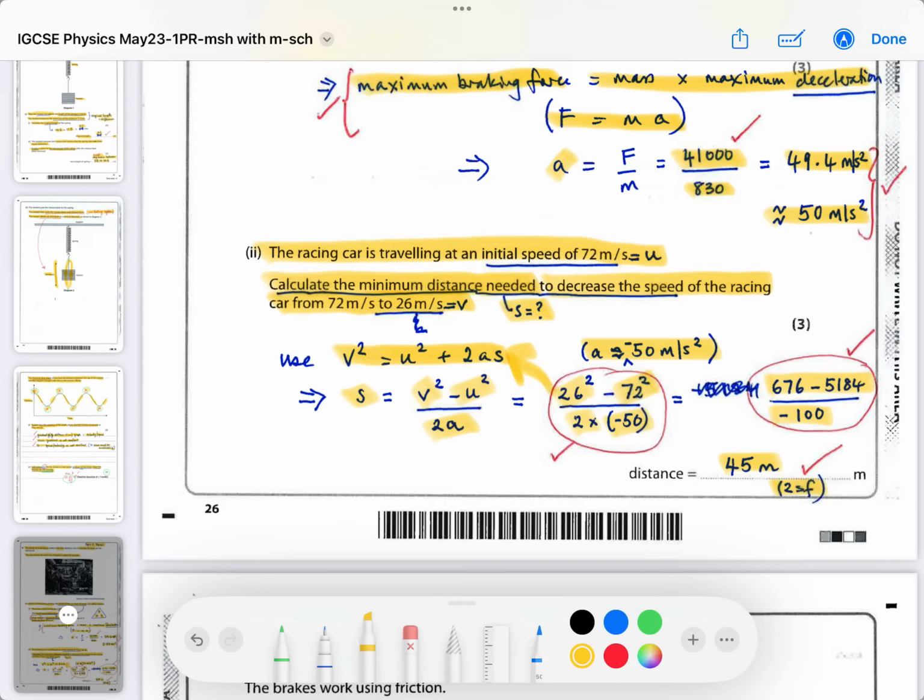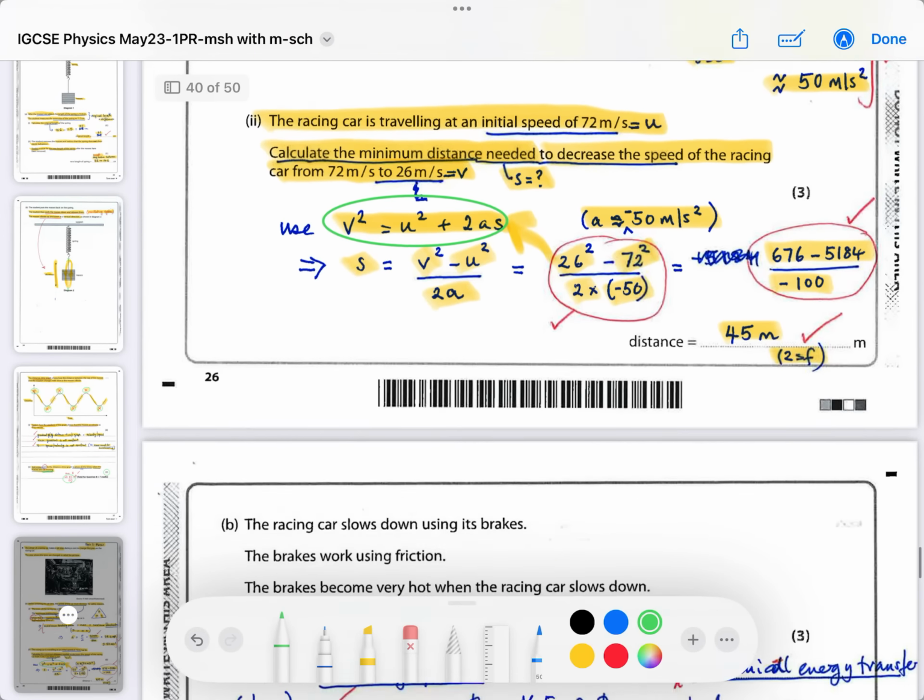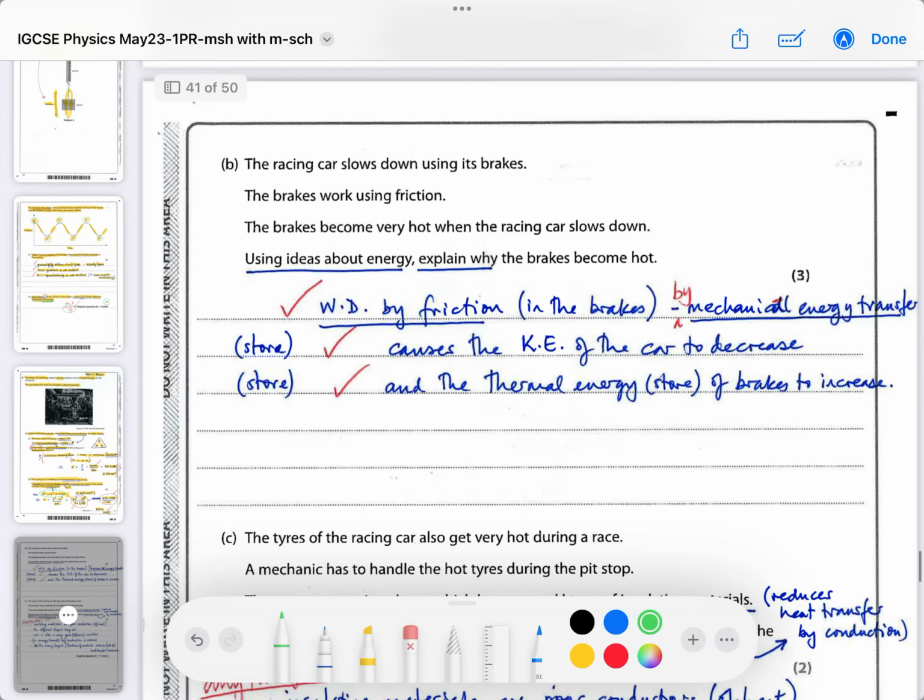So these questions students find very difficult. So you just got to practice them before your real exam. They come up reasonably regularly. Okay? All right, so the next part. It says the racing car slows down using its brakes. The brakes use friction, and the brakes become very hot when the car slows down.